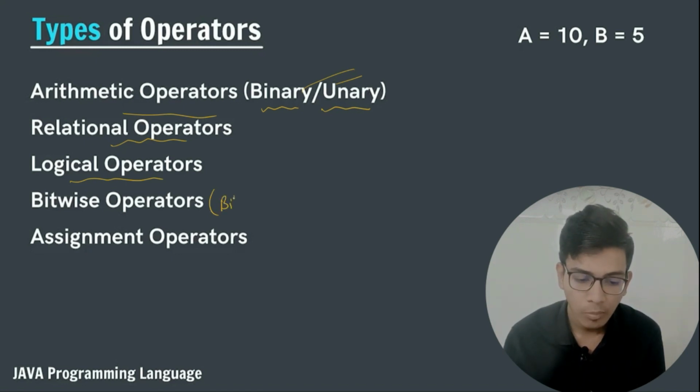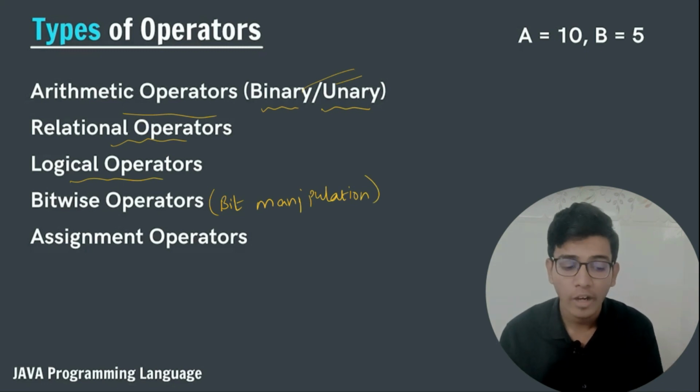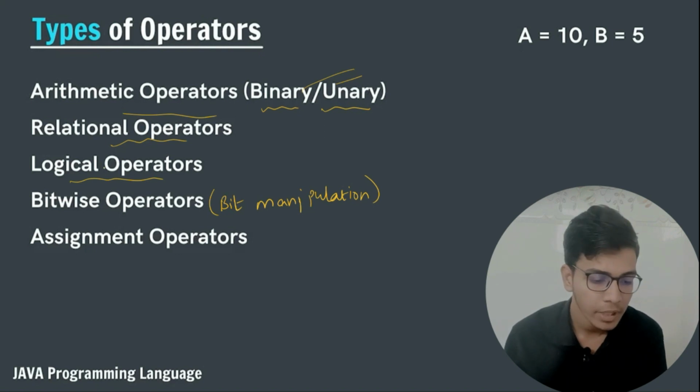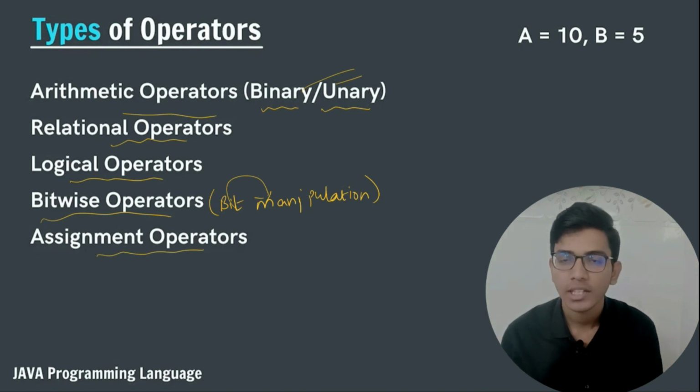In bit manipulation we will study a lot about different things like number system, binary number system, and a lot more. So we will cover bitwise operator in the bit manipulation chapter. After that, assignment operator. So in this chapter we are going to study different types of operators in Java in detail, and going to code a lot of things, a lot of code in Java.